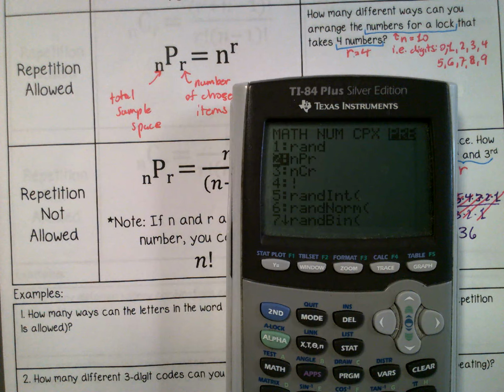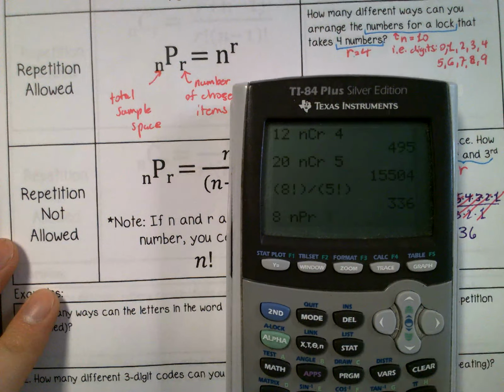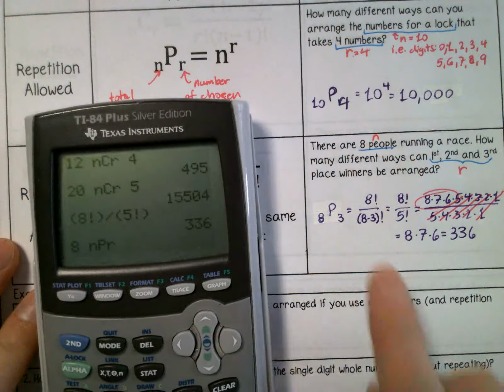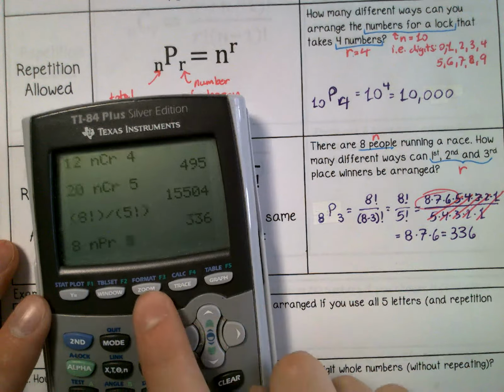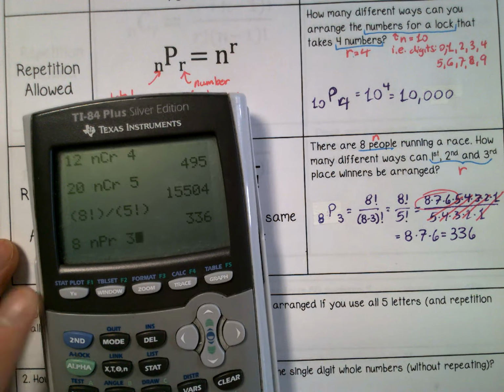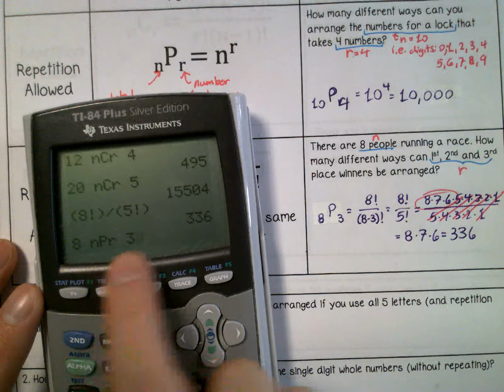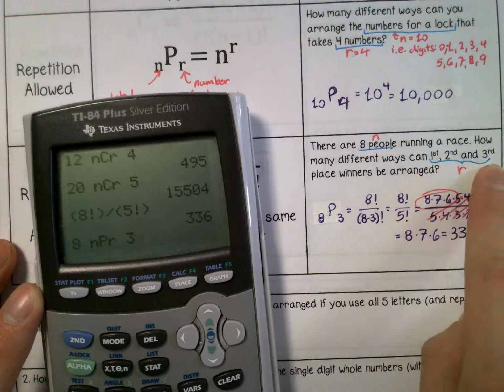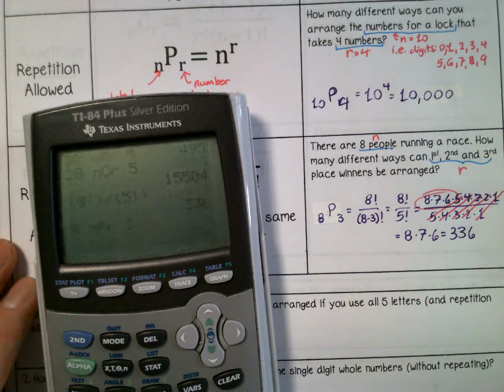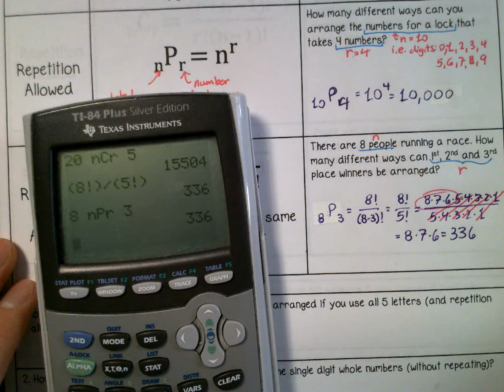So would it be 8 minus 3 for the denominator? What the factorial? Yeah, so it'd be 8 minus 3 if you were going to do it like that. But here, if you're going to do the shortcut, you would actually just type 3 in, because we're looking for r. r was 3 right here, first, second, and third place. Hit enter, you get 336, and there's your answer.